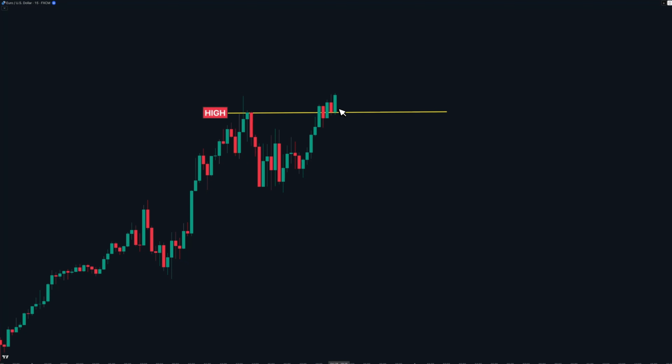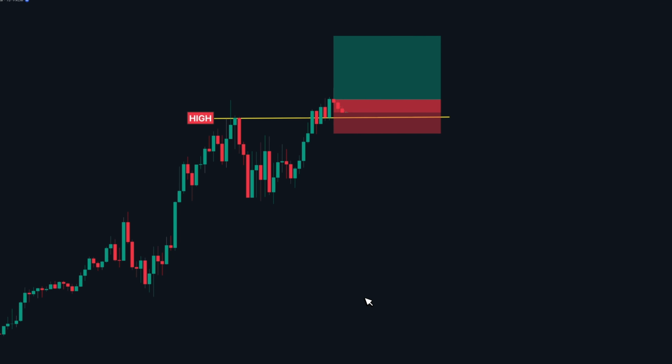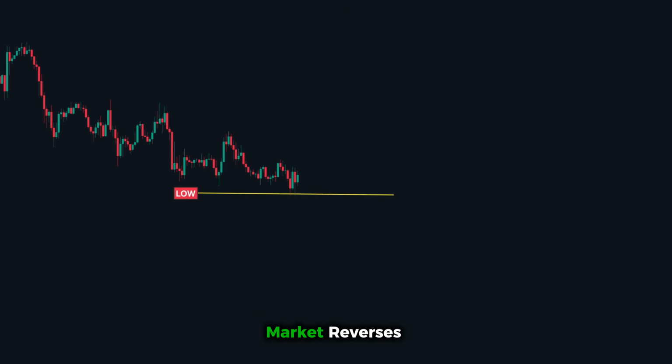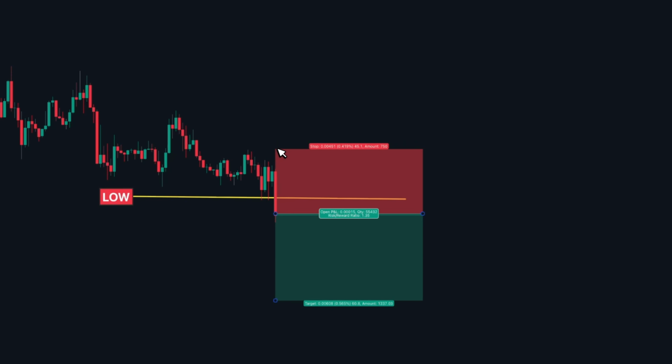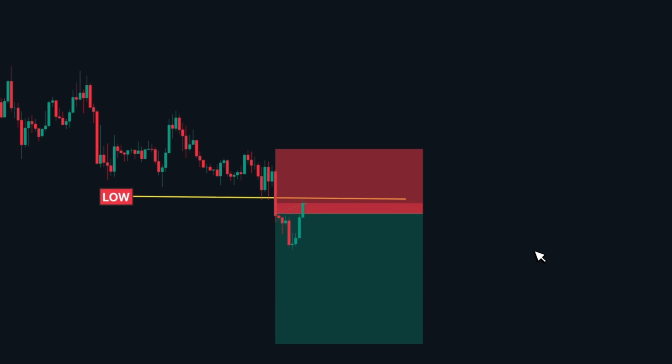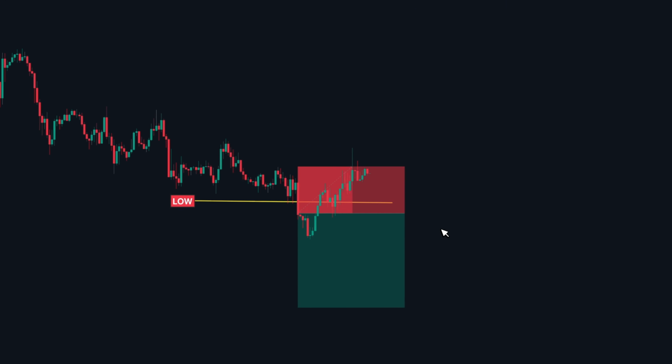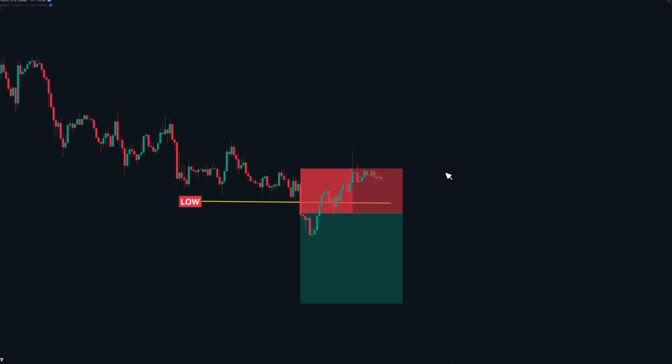Price breaks a high, traders jump into buys, and suddenly the market reverses. Or price breaks a low, sell orders get triggered, and minutes later, price snaps back up. These fake moves happen because liquidity gets taken. But the real problem is this: most traders don't know when the market has actually changed its intent.